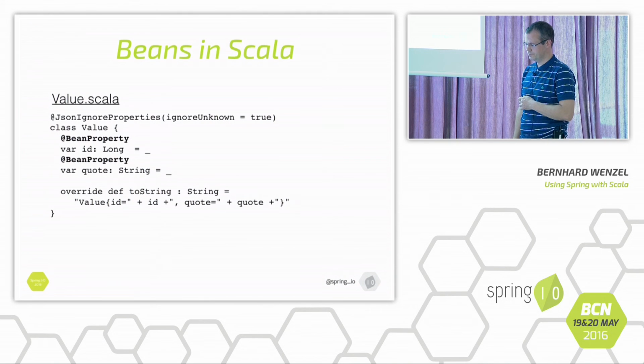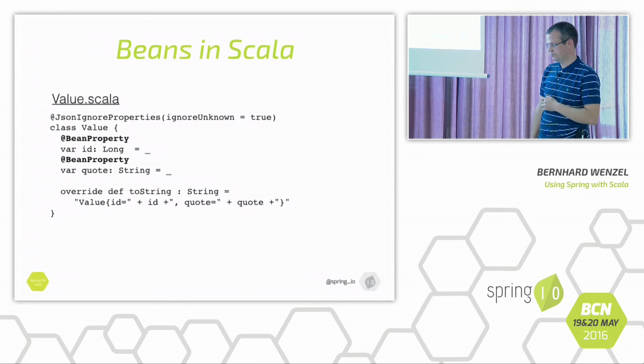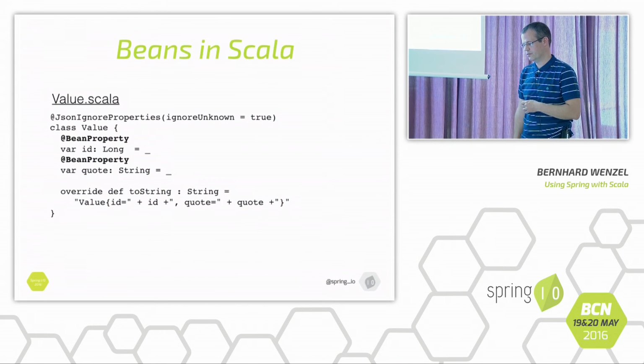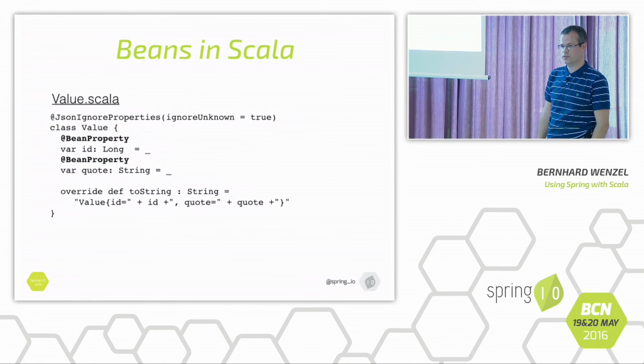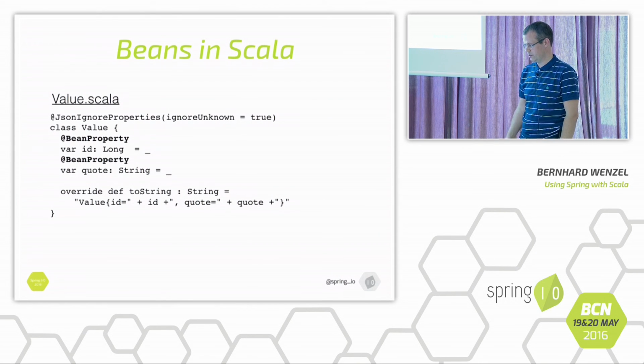Beans in Scala, they are much shorter, less boilerplate. However, they don't follow the bean convention. But if you want to have bean conventions, Scala provides a bean property annotation, so you need to add those to the fields. But then you have the same bean as in Java.